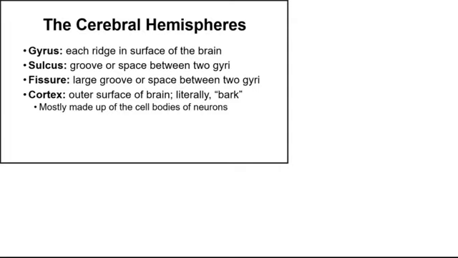All right, so we also can talk about some different structures or descriptors of parts of the brain here. We can talk about a gyrus. Each ridge in the surface of the brain, each of those curves, would be a gyrus, and I believe the plural is gyri, with an I at the end. We can talk about a sulcus, and again, I think the plural is sulci, where we have the grooves or the spaces between those two gyri, the two bumps.